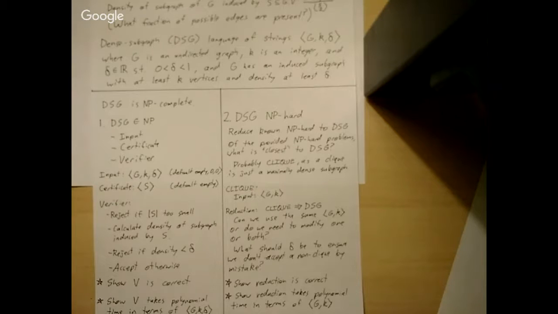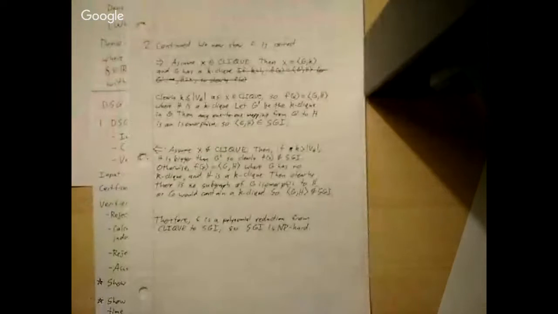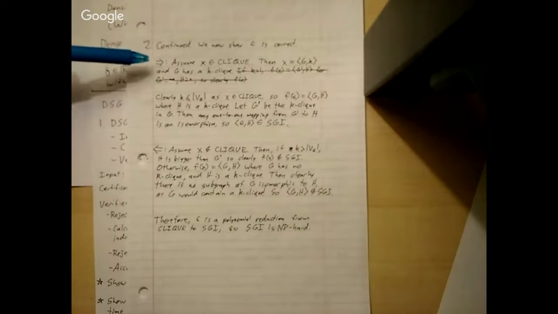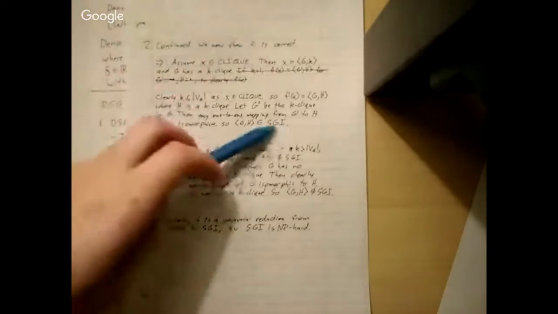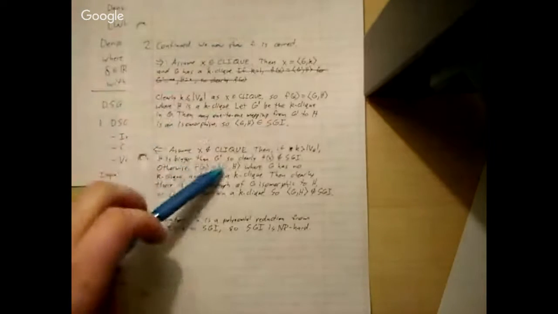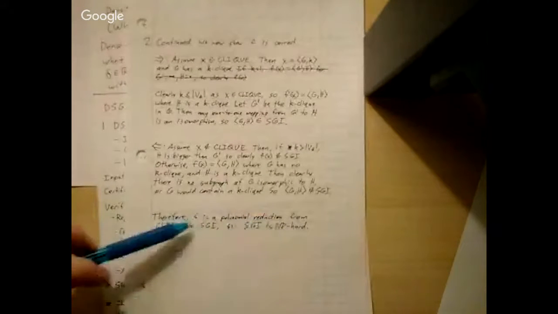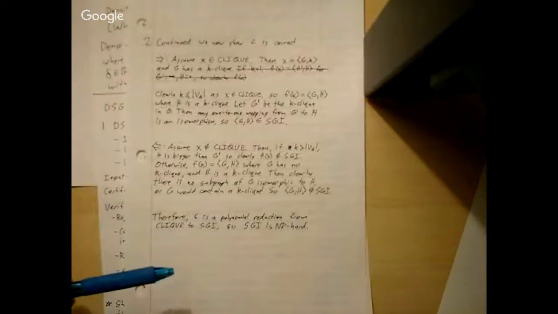Yes, you need to prove, yeah, so I'll throw out, this is page 2 of what I did on the exam last time, once this catches up. So yeah, here I prove that if X is in clique, then the reduction belongs to subgraph isomorphism, and I prove that if X is not in clique, then the reduction is not in subgraph isomorphism. So you prove both ways.